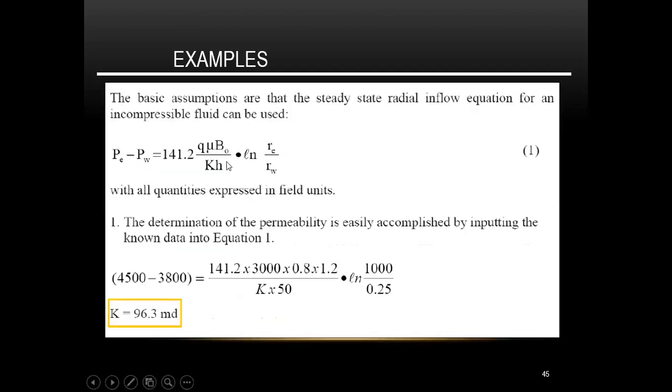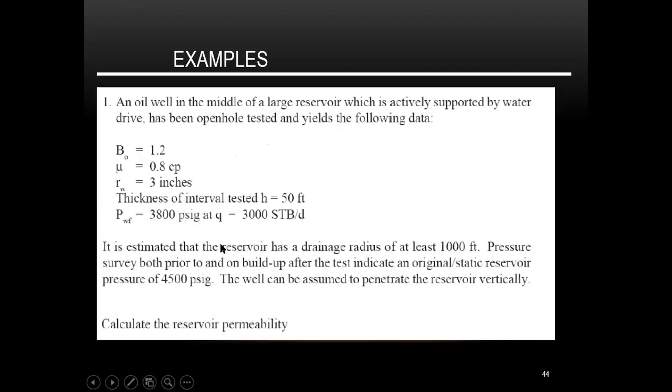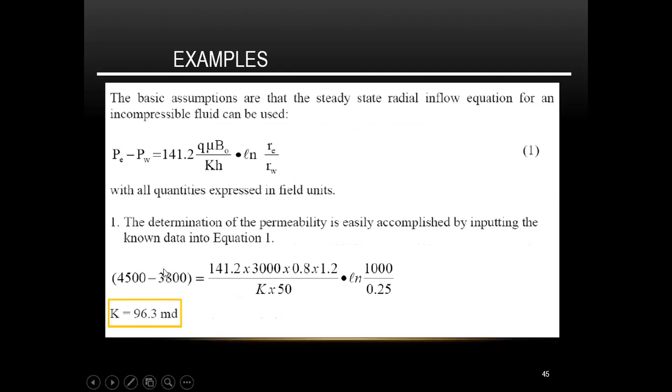For permeability, we already have this equation from the pseudo steady state conditions. We just put in all the values. The external boundary is 4,500, the pressure is given. The original static reservoir pressure is 4,500 psi. The flowing pressure is 3,800. All the values are given. You find the permeability, which is 96.3 millidarcy.